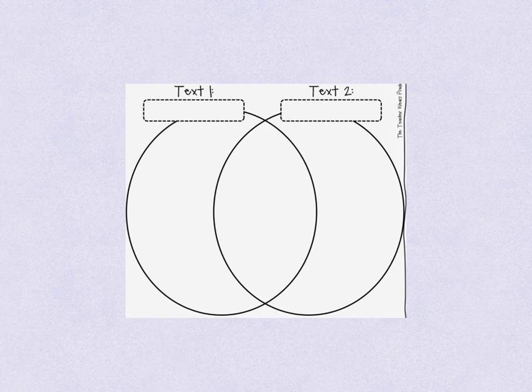Here's a Venn diagram. This is another graphic organizer commonly used in elementary schools. We use this one to compare and contrast. Although it says texts on the top, this could also be used to compare characters or symbols. We put things that are similar here in the middle and things that are different on the sides. This helps the user visualize how things are different and how things are the same.